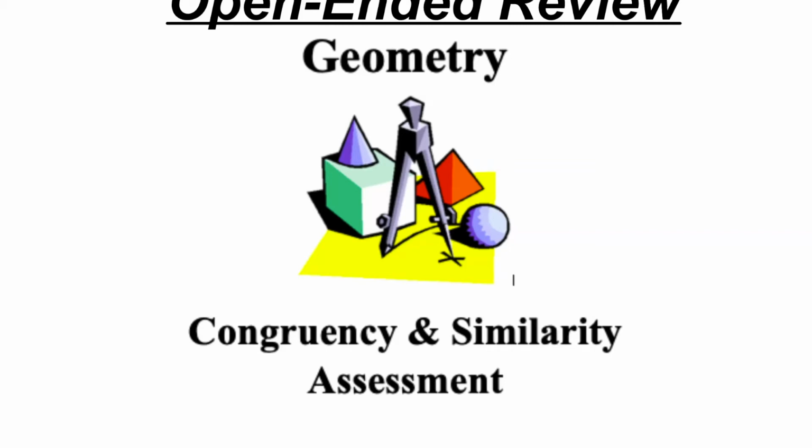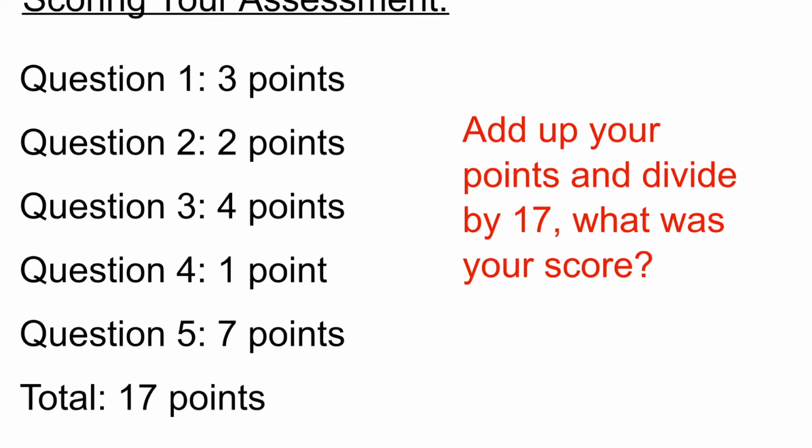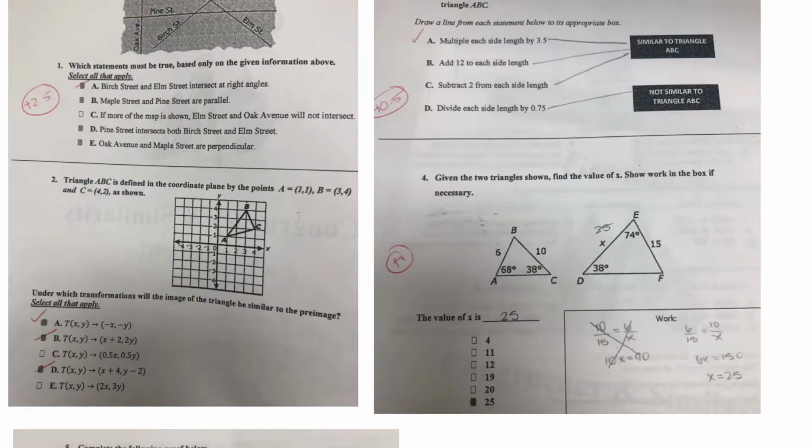So this is going over the SGO assessment that you guys took a couple weeks ago. All right, I want to talk about how I scored this and how to do these problems. Each question had the following points. Question 1 was 3 points. Question 2 was a maximum of 2 points, then 4 points, 1 point, and the last question was 7 points, for a total of 17 points. So the first thing I want you to do is figure out what score you got. Okay, so here's how I graded it.